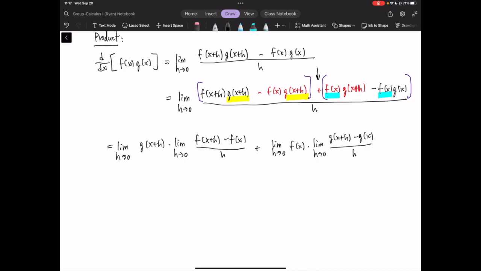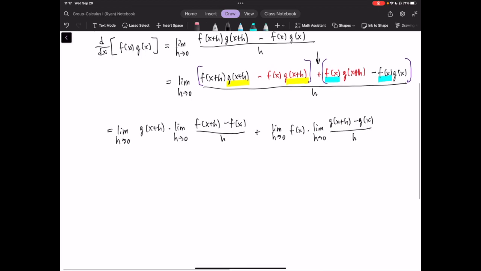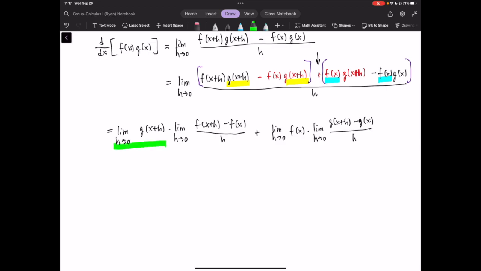Okay? So just by adding and subtracting, or subtracting and adding, the same term, doing some grouping and then some factoring, distributing the limit, we get to this point here, right? And so now these limits, I propose, are better, right? We know how to compute these. So as h approaches 0, the limit as h approaches 0 of g of x plus h, well, that just zeroes out the h. So this term right here, what I highlighted in green, just becomes g of x, right?